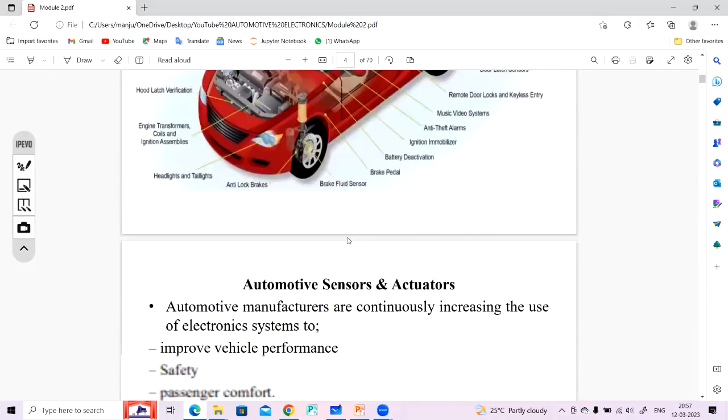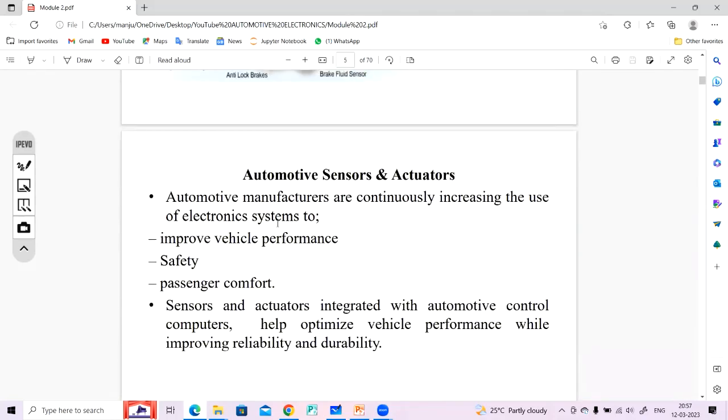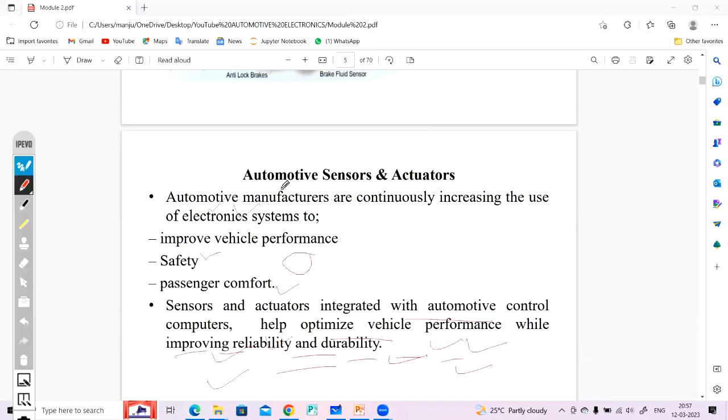Okay, so with automotive sensors and actuators, the automotive manufacturers are continuously increasing the use of electronic systems that improve performance, safety, and passenger comfort. So we are going to consider this as the main credential, where the sensors and actuators integrated with automotive control help to optimize vehicle performance while improving reliability.